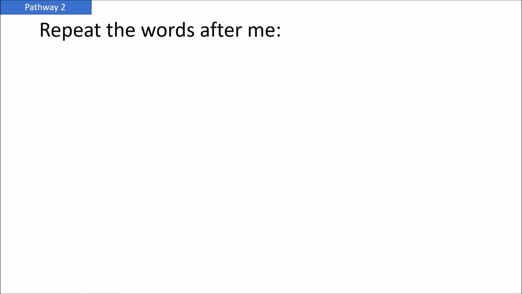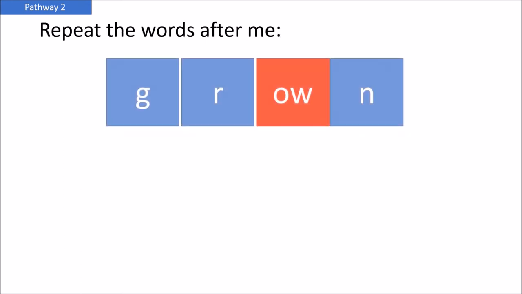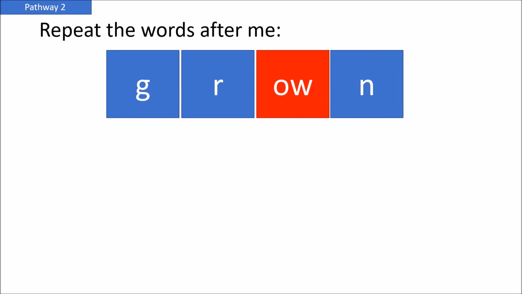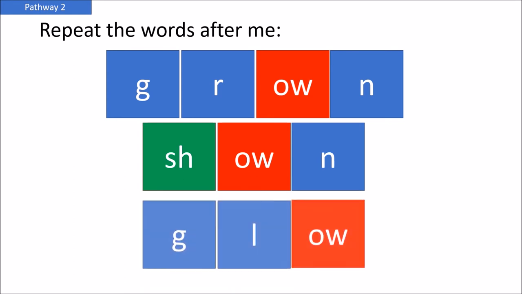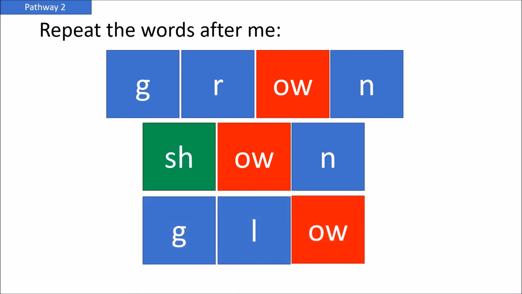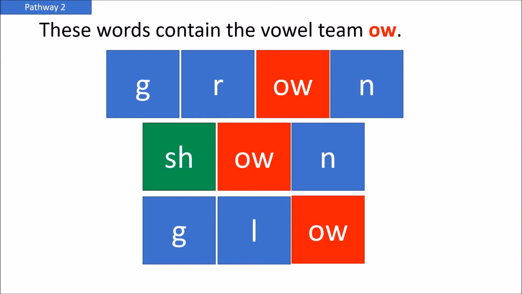Repeat the words after me. Groan. G-R-O-N. Groan. Shown. Sh-O-N. Shown. Glow. G-L-O. Glow. These words contain the vowel team O-W.